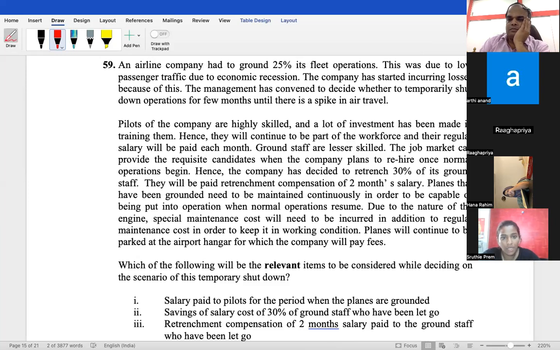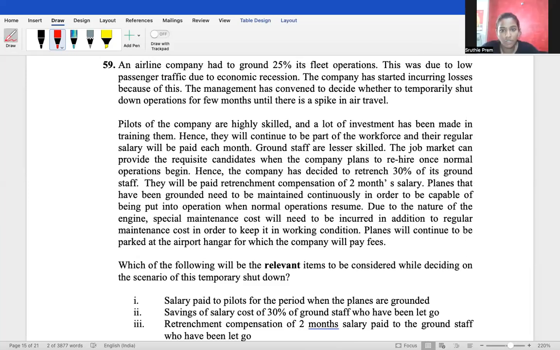An airline company had to ground 25% of its fleet operations. This was due to low passenger traffic because of economic recession. The company has started incurring losses because of this. The management has convened to decide whether to temporarily shut down operations for a few months until there is a spike in air travel. Pilots of the company are highly skilled and a lot of investment has been made in training them. Hence, they will continue to be part of the workforce and their regular salary will be paid each month.